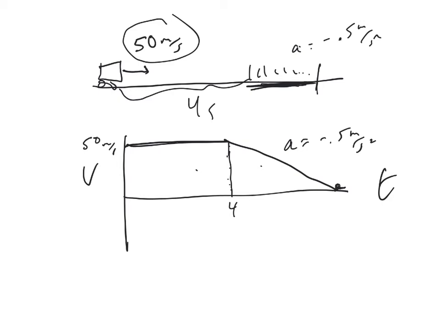So what would this area be? I think 200 meters. Is that right? 50 times 4? And then I need to add this area, and that would be the total displacement for the whole journey. So how do I find this area? Well, I know that number is 50 right there. I know that number is 0. I don't know the time. So that fancy formula we just did has time in it. That doesn't help me. So, any ideas?